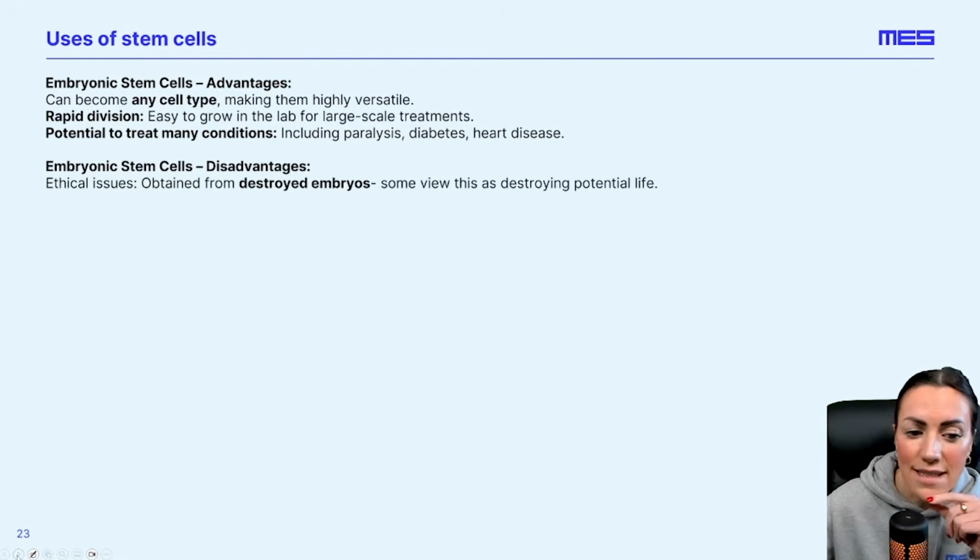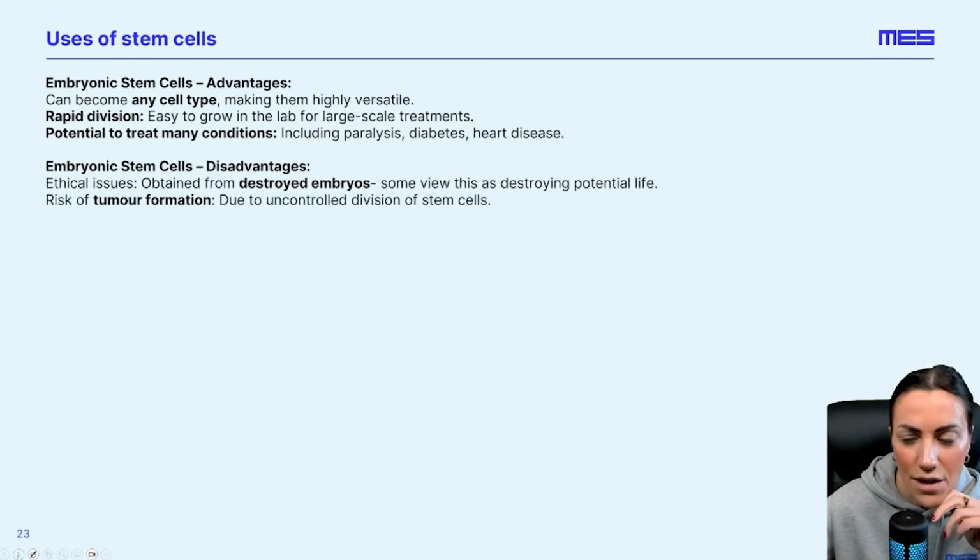There are some disadvantages with embryonic stem cells. So obviously ethical issues, but do clarify what you mean by that. You are getting these embryonic stem cells from an early embryo. And when you extract these stem cells, that embryo is going to be destroyed. Now, some people view this as destroying a potential life because the embryo had the potential to continue to grow and to develop into a fetus. Destroying the embryos that the stem cells are obtained from does raise ethical concerns.